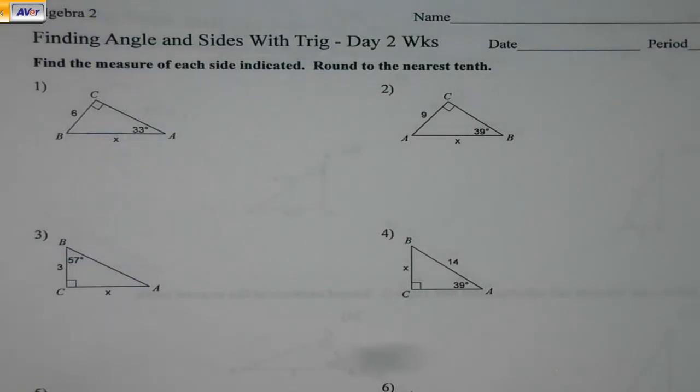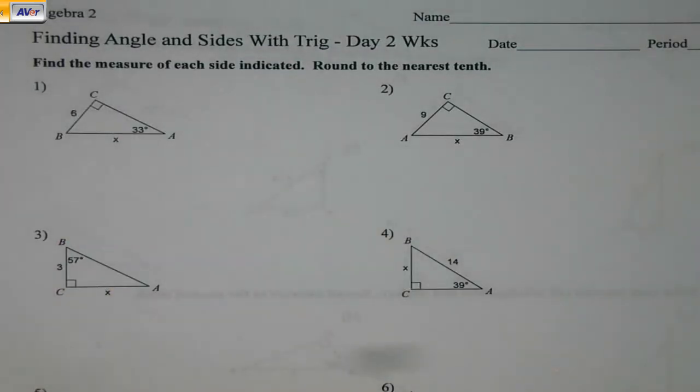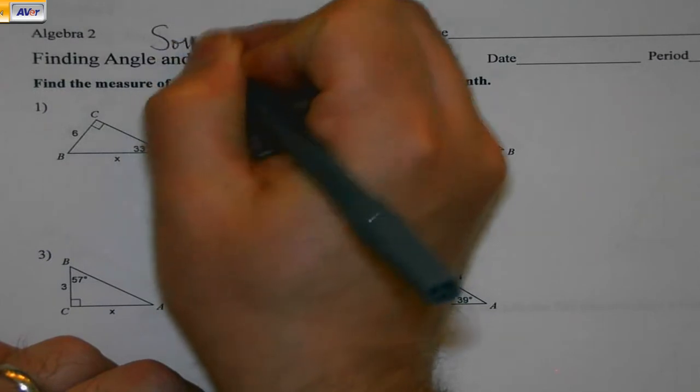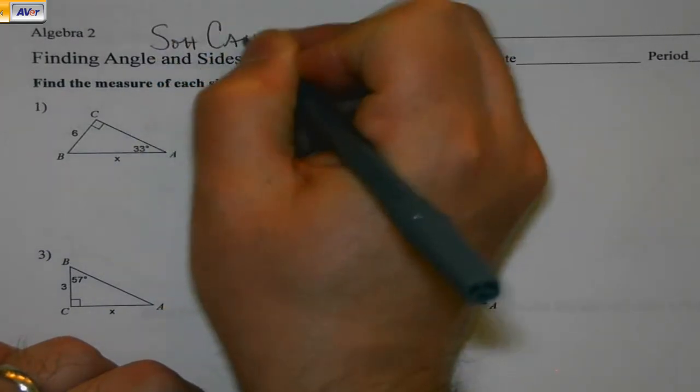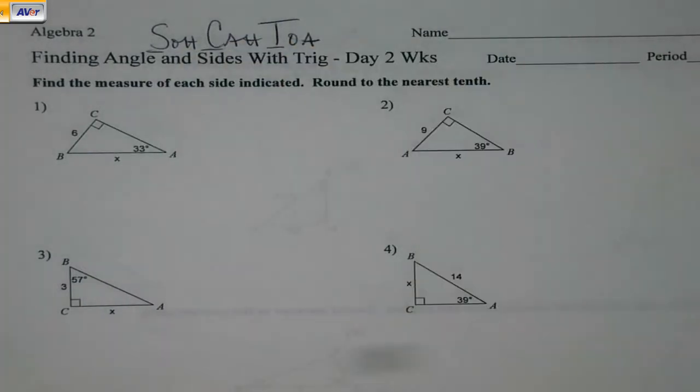Second day of dealing with angles and sides with our trig. First section says find the measure of each side indicated, round to the nearest tenth. So just a reminder here again, I'm just going to jot this up at the top of my page so I've got a reference with my sine, cosine, and tangent.